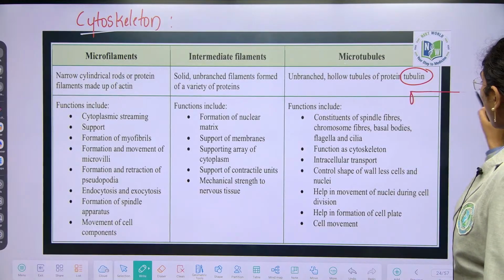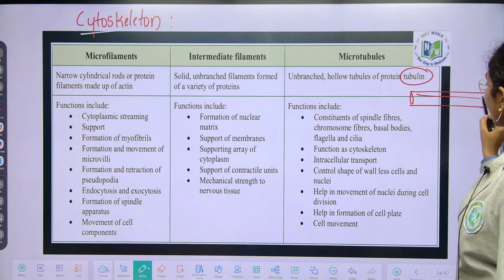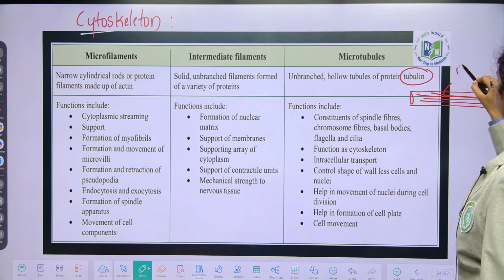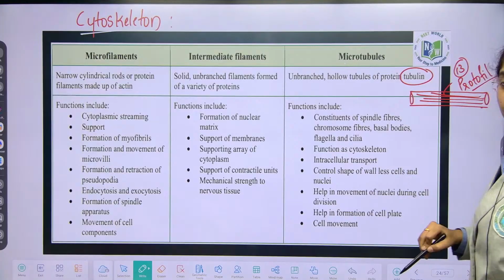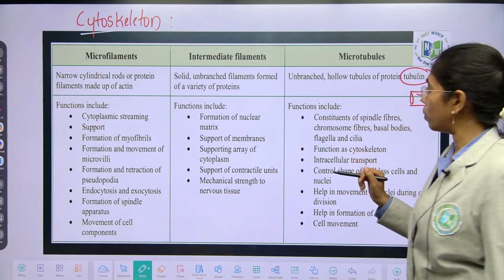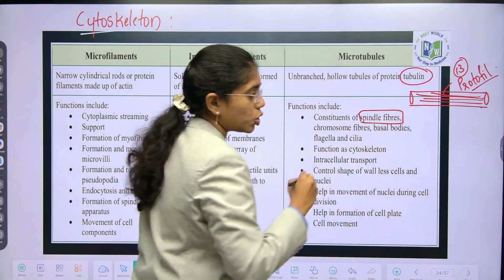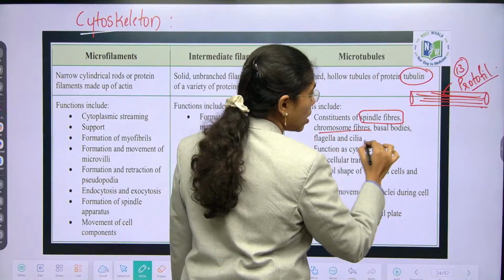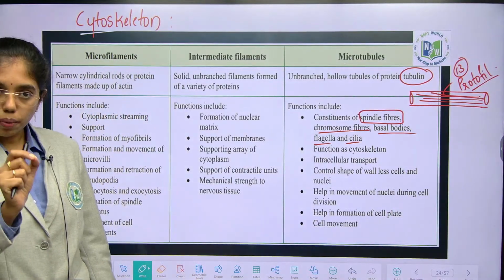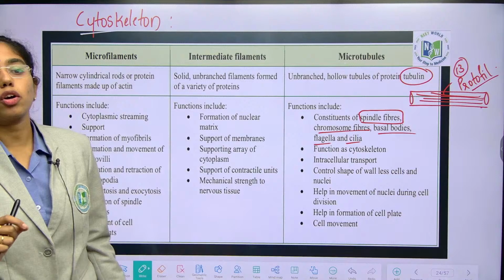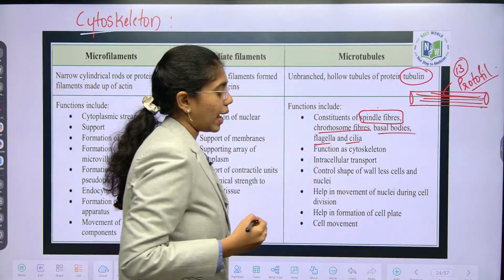Inside these unbranched hollow tubular cylindrical structures, each has 13 protofilaments. Fine, right? What are the major functions of microtubules? They constitute spindle fibers. Microtubules are present in spindle fibers, chromosome fibers, and basal bodies, flagella and cilia. In all these bodies, the major component is microtubules. Fine, right?